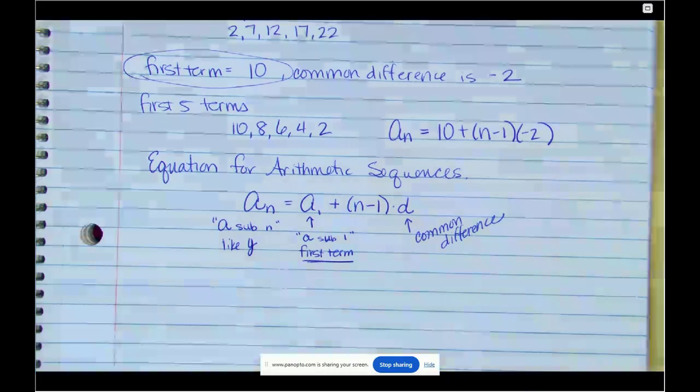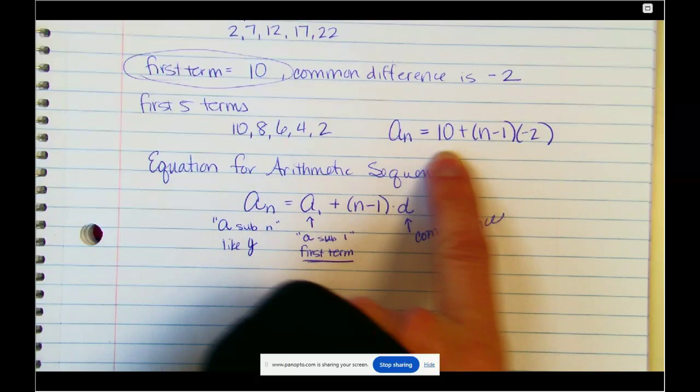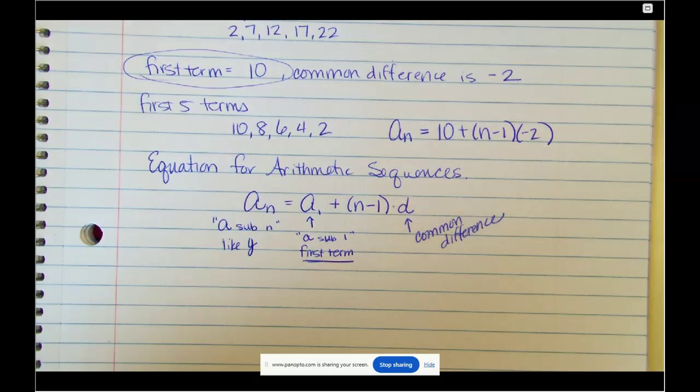Guys, it's kind of like point slope form. So you can see that a little bit. This is like a y value. This is like your slope. It's kind of like point slope form.